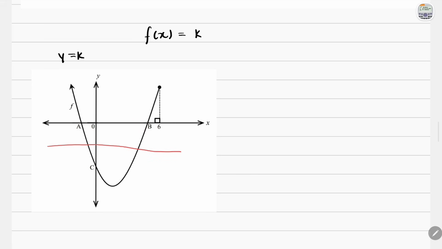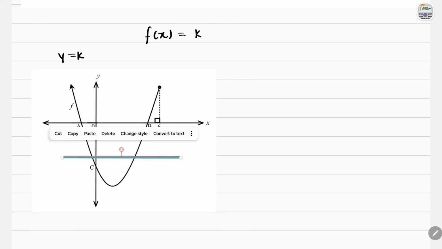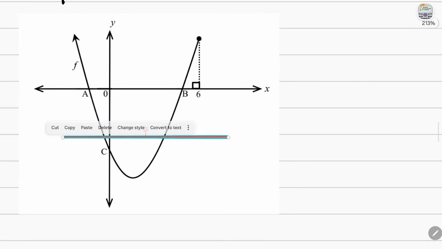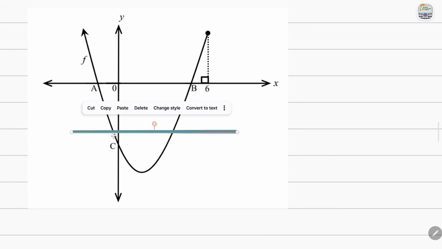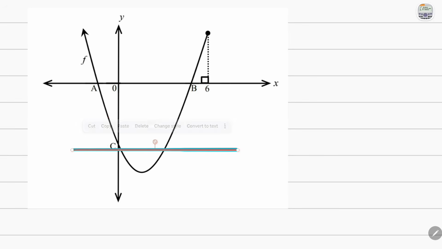Okay, so let's draw a horizontal line. This is our y equals k line. You see that if you move this line all through here, it always intersects with the parabola at 2 points. So it has two roots. Okay, so here and here. If you push it down, here and here. And that's not what we want. We want one real root.